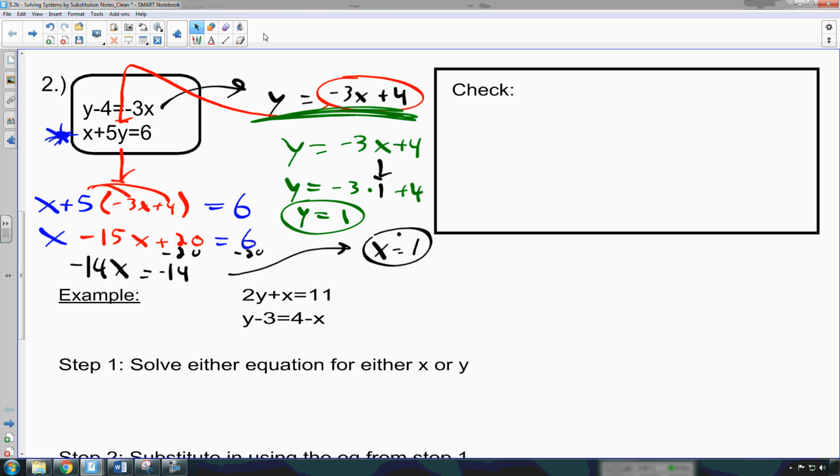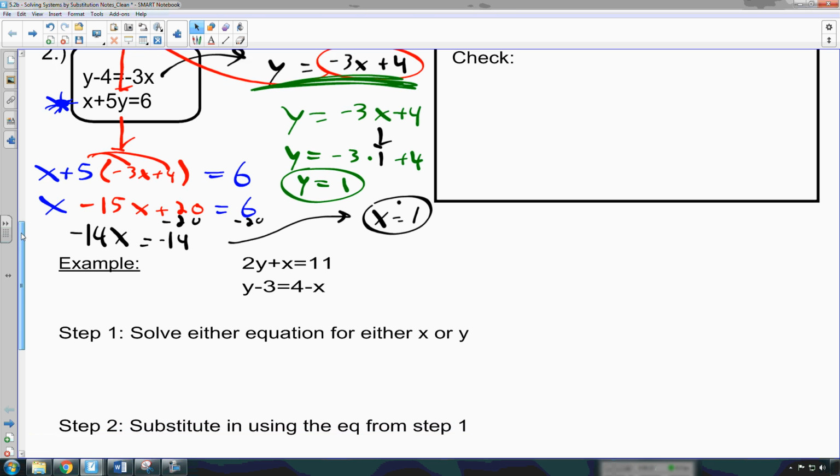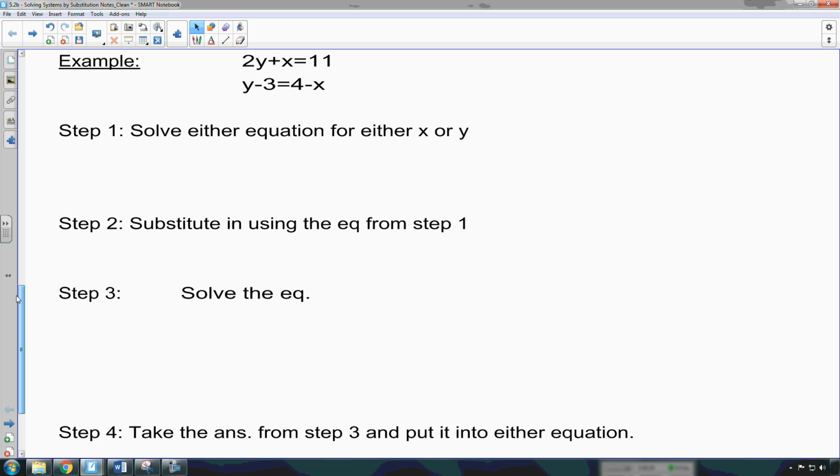We check by plugging that green y equals 1 into both equations, that black x equals 1 into both equations, and seeing if it equals. So some people really like to have steps. So if you need steps, this example gives you all of those steps.